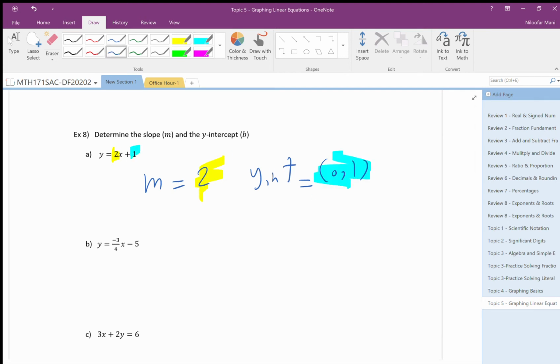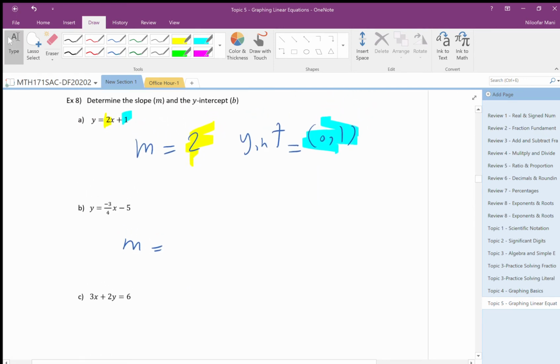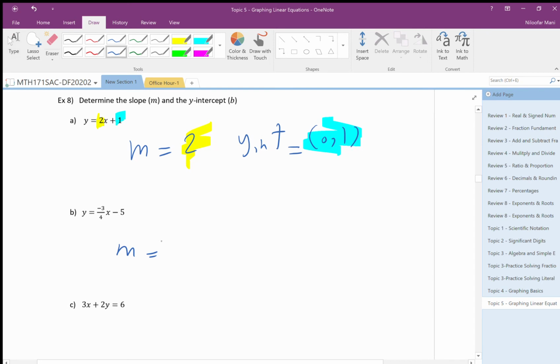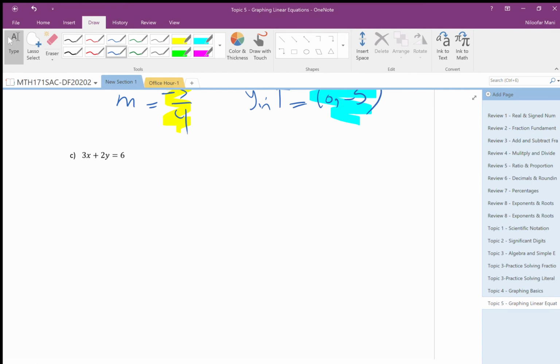How about the next? What is the slope? Minus 3? Minus 4? No, minus 3 divided by 4. And the y-intercept is 0 and minus 5. How about the next one?